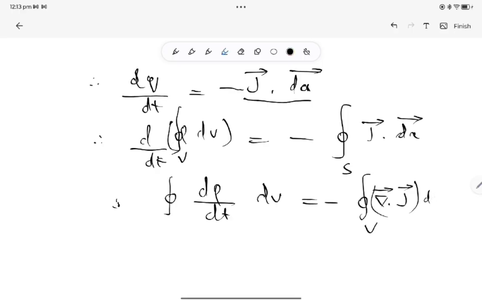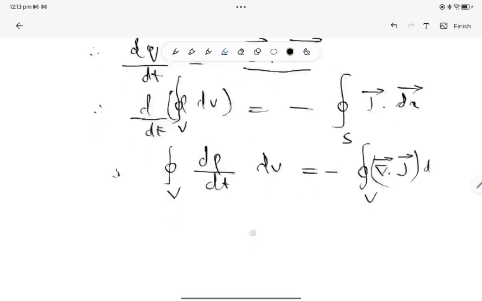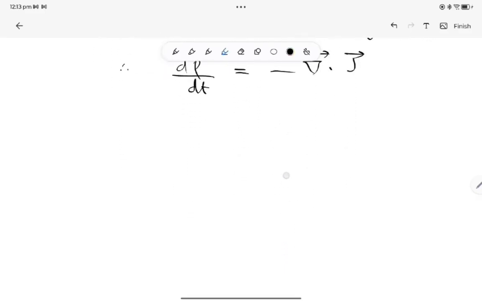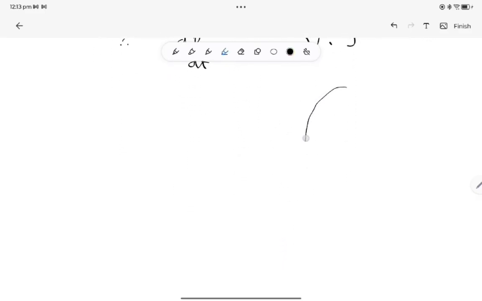Okay, leave it as such. Now, equating the two sides, therefore we get d rho by dt is equal to minus del dot J. This is the continuity equation. Now, turning to Poynting theorem, we have a region.